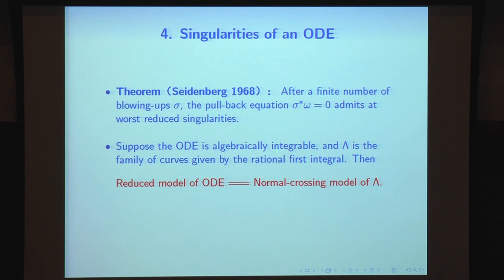Suppose the ODE is algebraically integrable. This means it is induced by a family of curves given by a rational first integral. In this case, if the ODE is reduced, then the family of curves must be a fibration. It is reduced if and only if the corresponding fibration is a normal crossing fibration. So the reduced model is the normal crossing model of the family. From this, we can say that the two resolutions are the same.